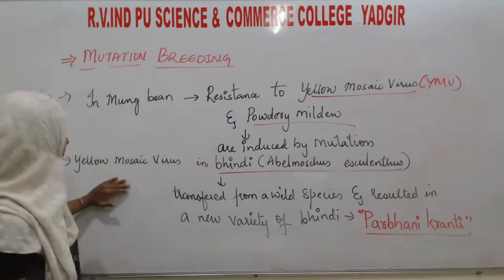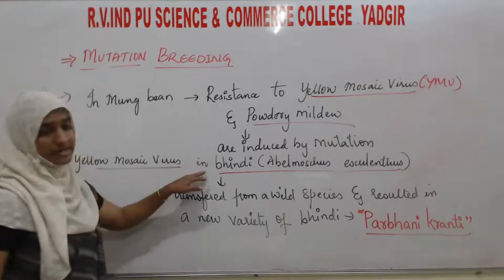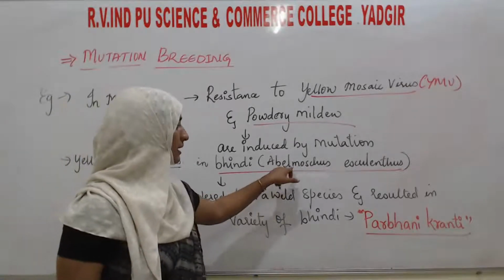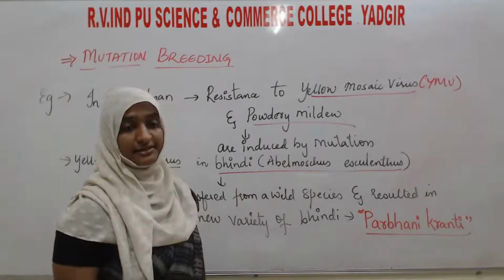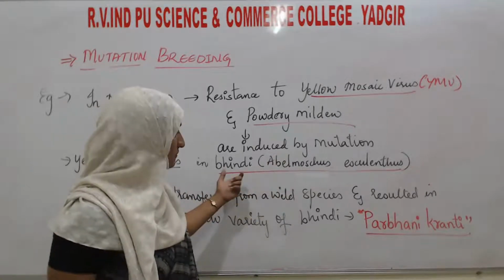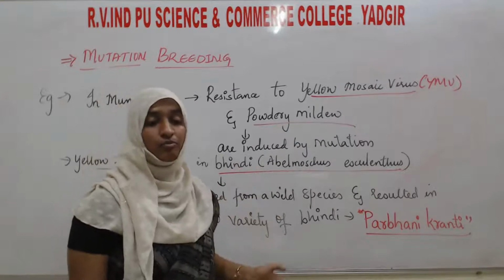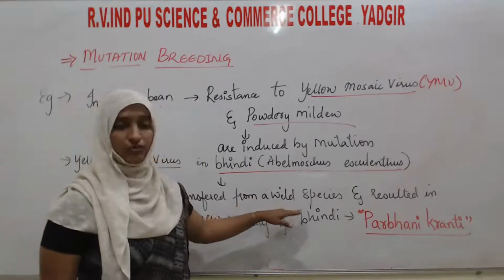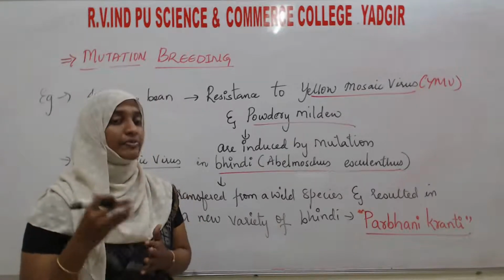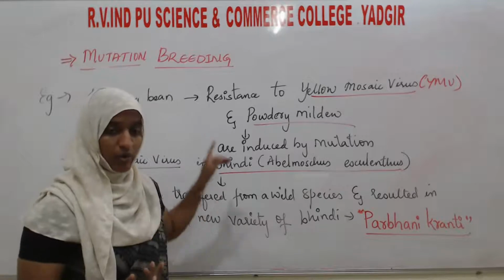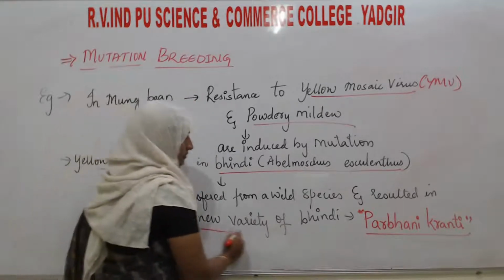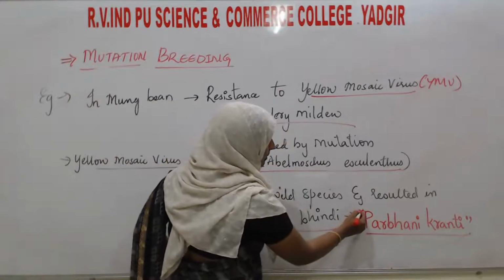And the second example is yellow mosaic virus in the bhindi. Here they have given the scientific name of the bhindi, that is Abelmoschus esculentus. Okay, so this is the scientific name of bhindi. When this bhindi was taken for mutation breeding, it was derived from the wild species of bhindi and they developed a new variety. By what? By mutation breeding. What is the new variety of that particular bhindi? That is the Parbhani Kranti.